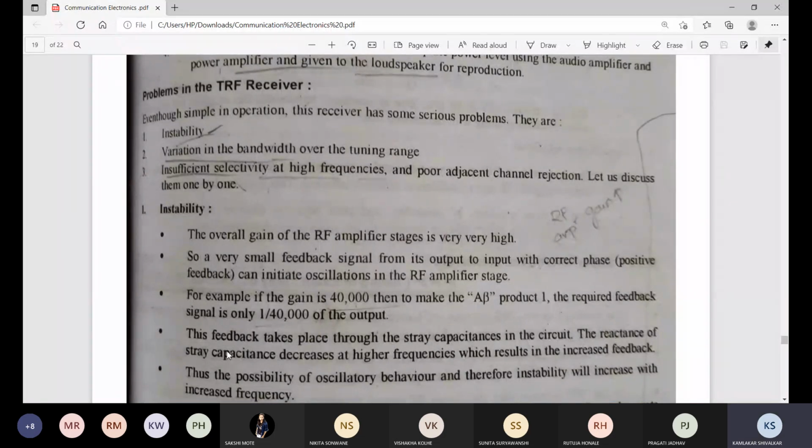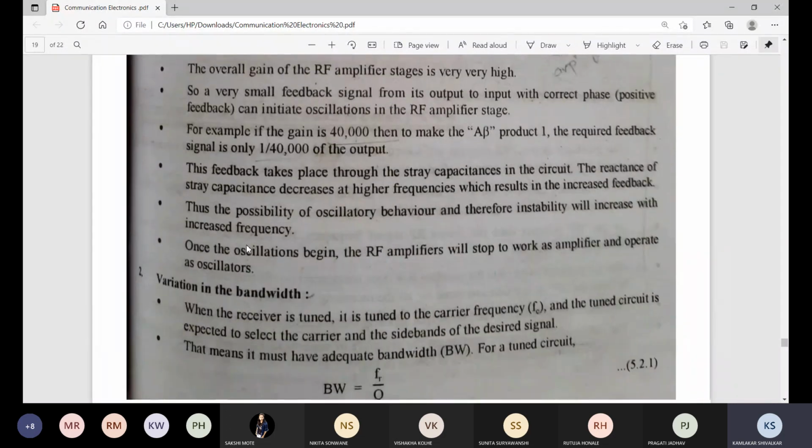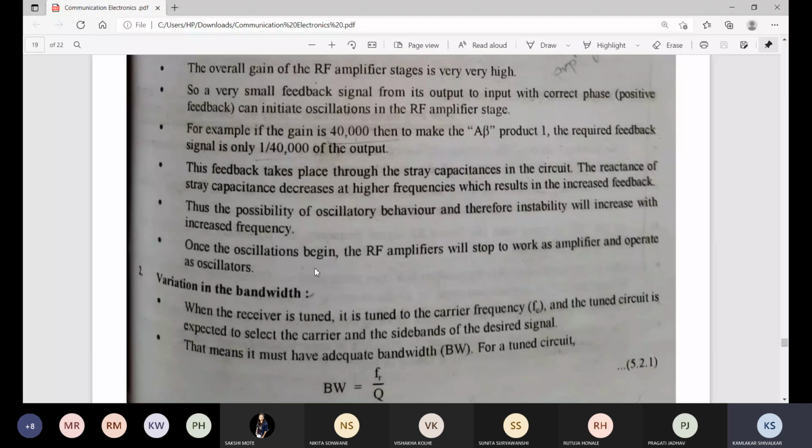The reactance of a stray capacitance decreases at higher frequency, which results in the increased feedback. Thus, the possibility of oscillatory behavior and therefore instability will increase with increased frequency. Once the oscillation begin, the RF amplifier, आता इथं मला नाही वाटत काही सांगत बसायची गरज आहे.